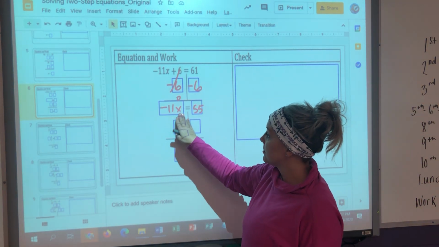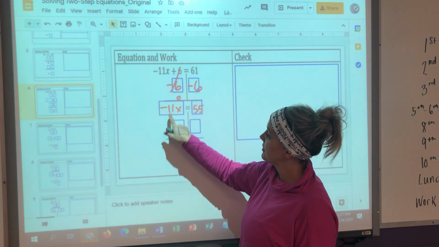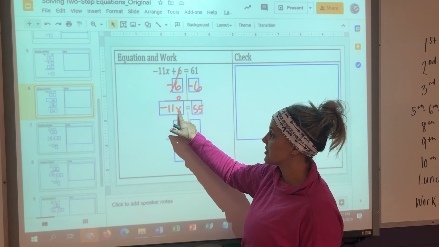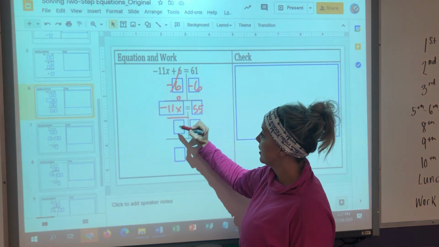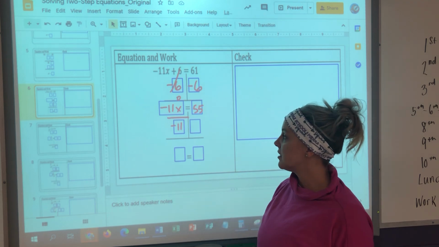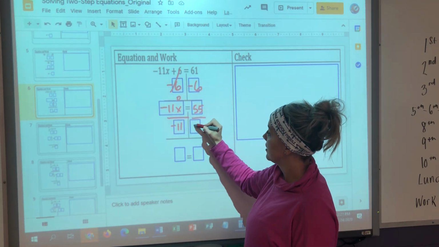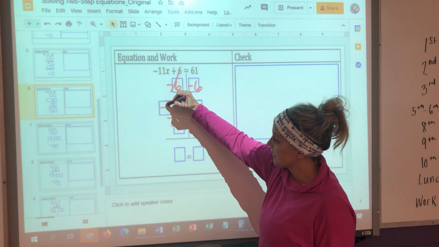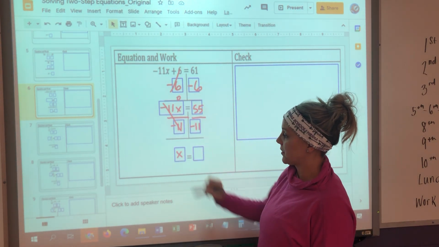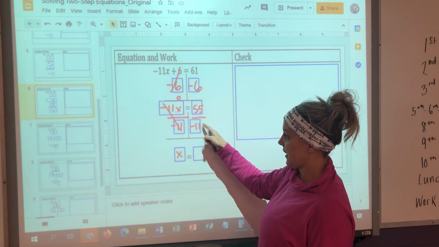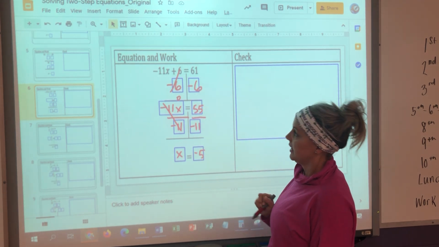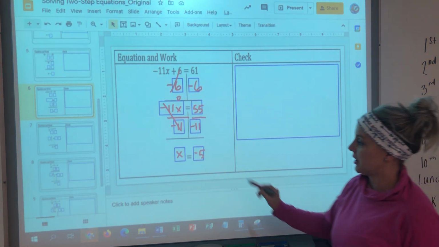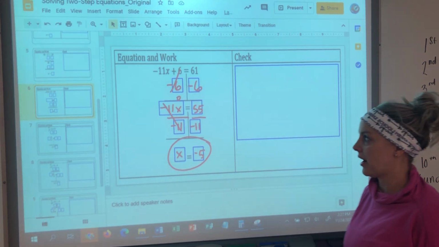So now we have to get our variable by itself. Negative 11 times x. Negative 11 is being multiplied by x, so the inverse of multiplying by negative 11 would be dividing by negative 11. So if I divide the left, I also need to divide the right. Negative 11 divided by negative 11, I'm left with x. 55 divided by negative 11 is negative 5. So the solution to our equation is x equals negative 5.